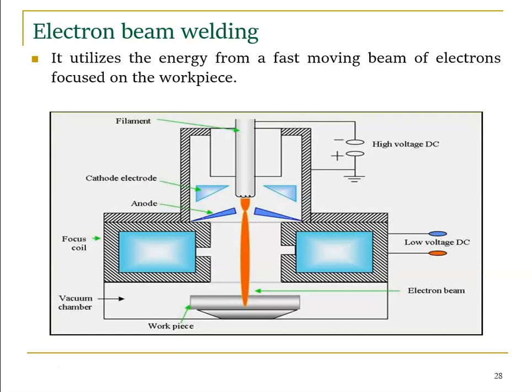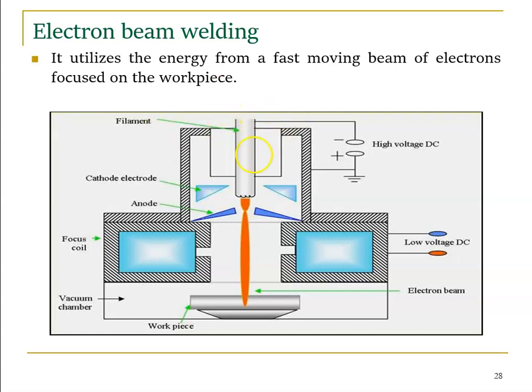So again, it is similar to laser beam, but the only thing is, instead of a laser beam, here we are going to use an electron beam. But the electron beam requires a vacuum, right? So it requires a vacuum. It utilizes the energy from a fast moving beam of electrons focused on the workpiece. Right, so this is similar to laser, right? In the previous case we generated laser with the help of a ruby crystal and xenon flash tube. Here we are going to create the electron beam with the help of a filament, right?